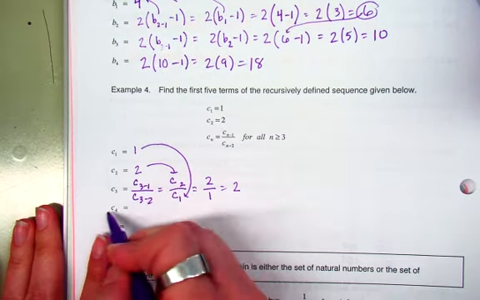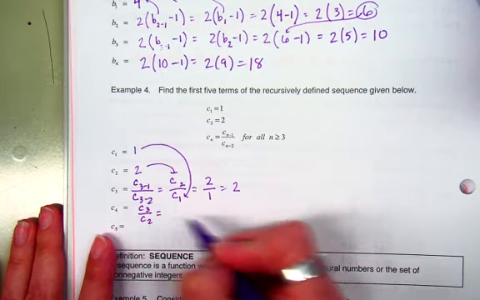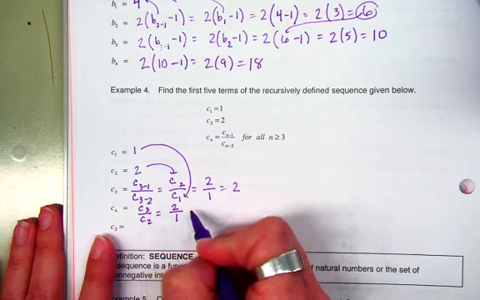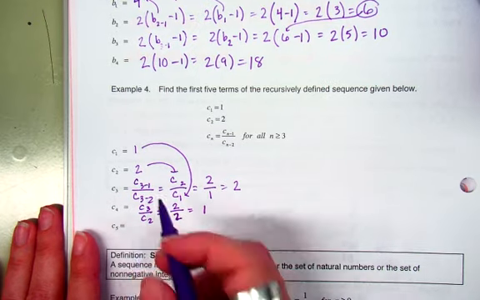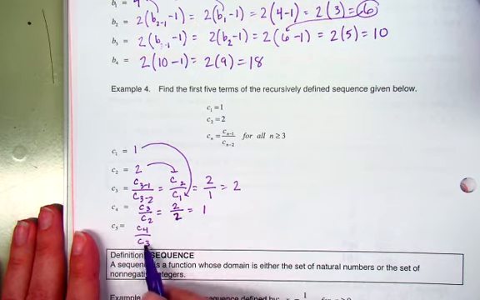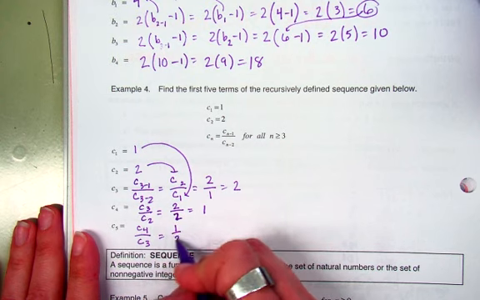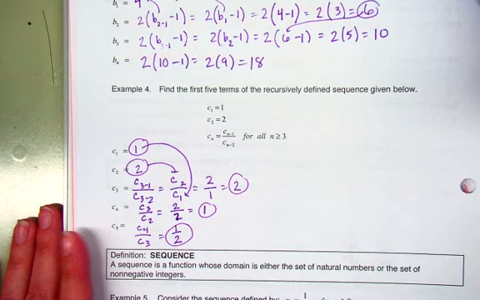Similar fashion, c sub 4 is going to go back to c sub 3 over c sub 2, which is 2 over 1. Whoops, I did that wrong. 2 over 2. And I get 1. And then c sub 5 takes the previous term, which is c sub 4, over the term that's 2 before it, c sub 3. So that would just be 1/2. And these are the first 5 terms.